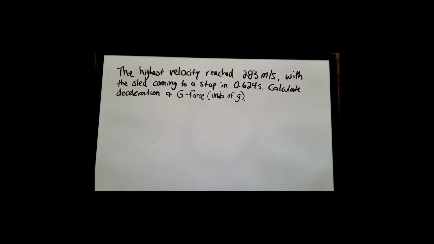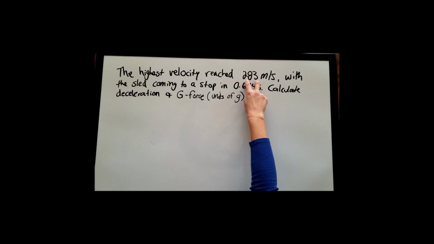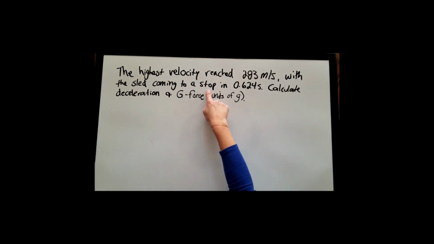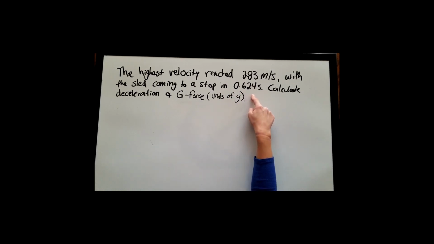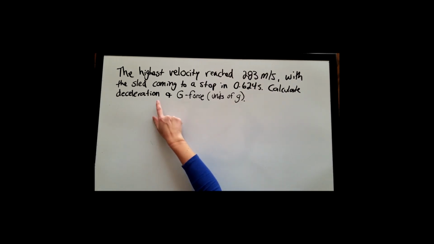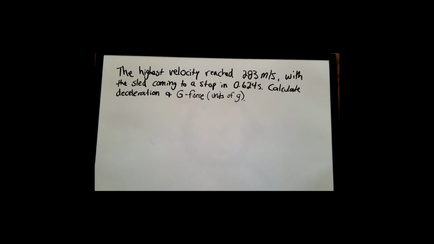So in his experiments, the highest velocity that he reached on this sled, and it was actually him in the sled during this particular experiment, was 283 meters per second. So that was the initial velocity, because we're starting at 283 and then the sled is coming to a stop. It's coming to a stop in less than a second, so 0.624 seconds. So we're going to calculate the deceleration and then the G force, or the units of G. So let's start by calculating the deceleration.